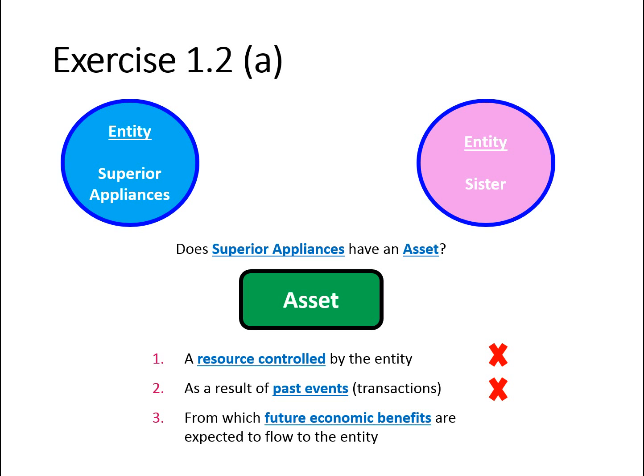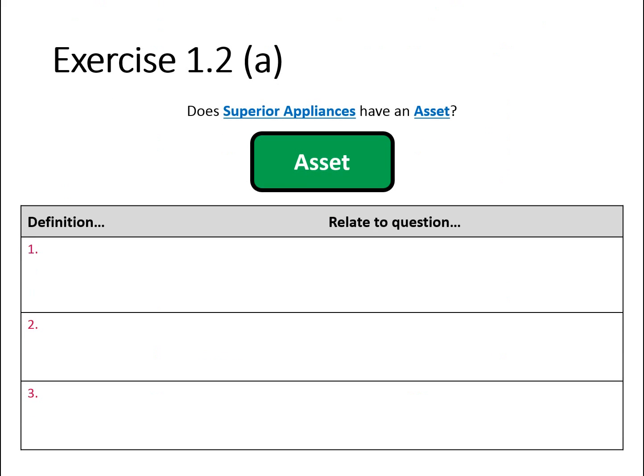And lastly, there must be future economic benefits which will be expected to flow to the entity. In this case, that's actually true. The business will be able to use the computer to benefit its daily operations, so that criteria is true. However, overall, we're going to say that this business does not have an asset because only one of the 3 criteria is correct.